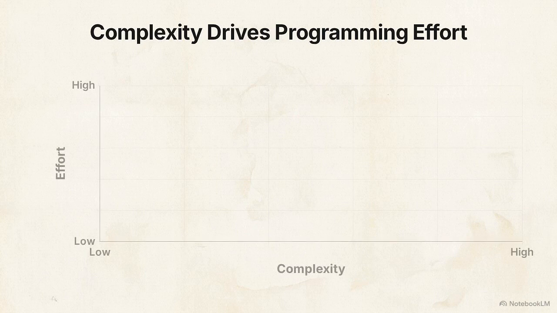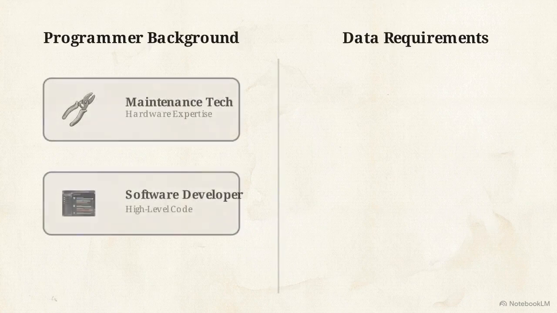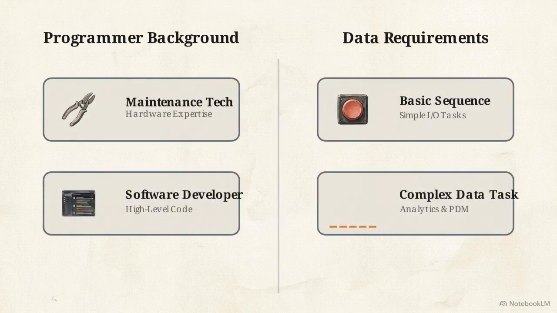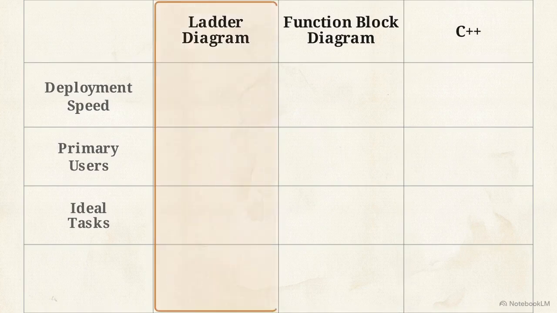This chart plots effort against complexity. Traditional hardware actions, like our dual-switch LED, sit in the bottom left. Advanced network processes sit top right. Focusing on that bottom left quadrant, all three languages yield the exact same physical result. Because the hardware output is identical, deciding which language to use isn't about capability. It comes down to matching the efficiency of the code to the programmer's background and the long-term data requirements of the machine. We can evaluate trade-offs directly using this matrix, comparing setup friction, primary users, and ideal tasks.